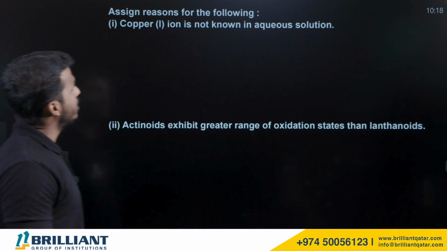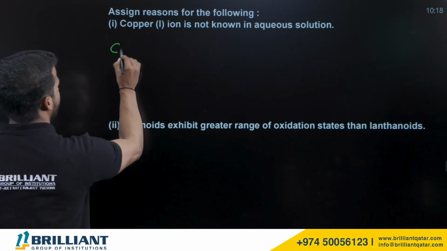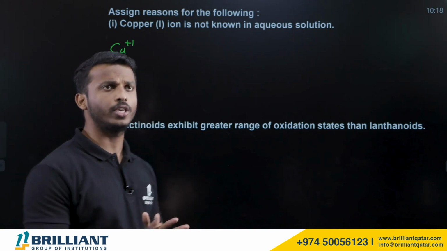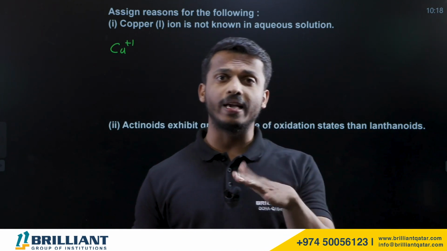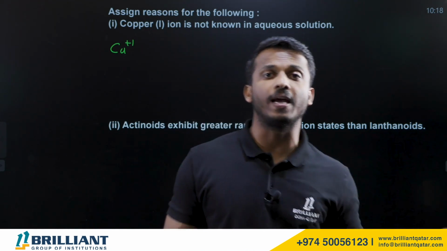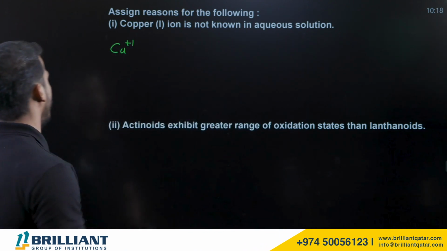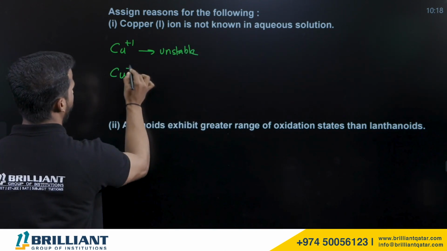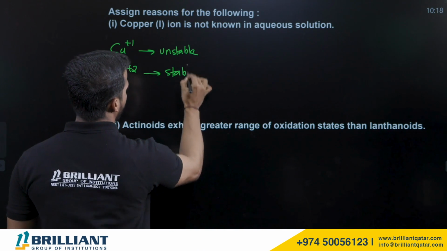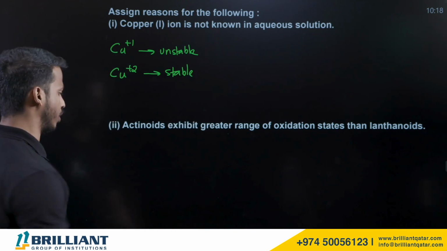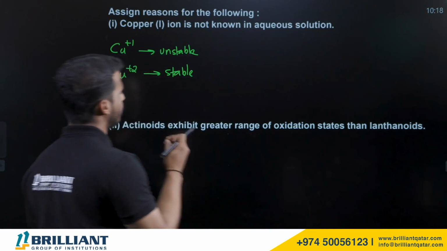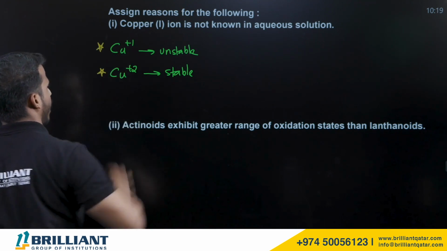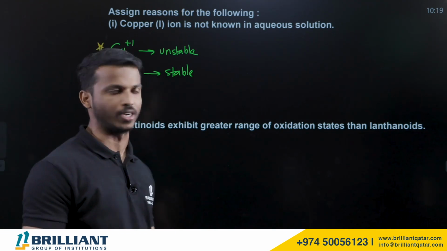Next one. Assign reason for the following. Cu+ ion is not known in aqueous solution. The same question you can expect in another way: Cu+ is unstable and Cu2+ is stable in aqueous solution. Why? Dear student, Cu+ is unstable whereas Cu2+ is stable in aqueous solution. The main reason, dear student, especially for copper related questions, if they ask, you have to connect with their E0 value, the standard electrode potential.